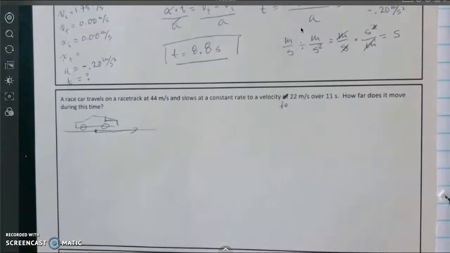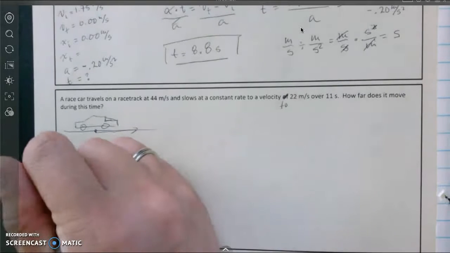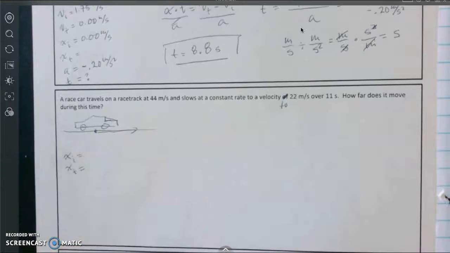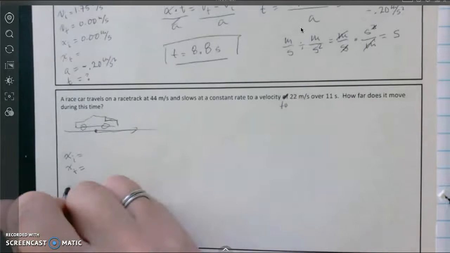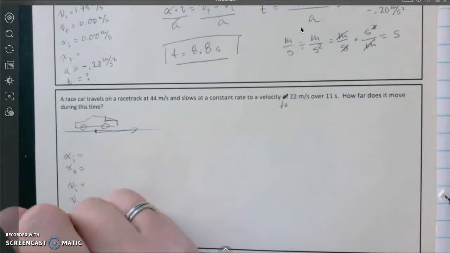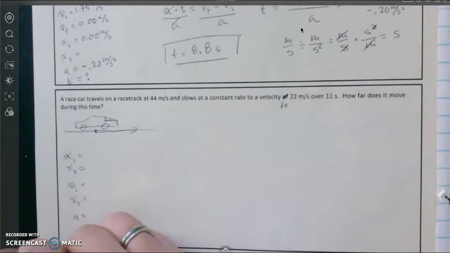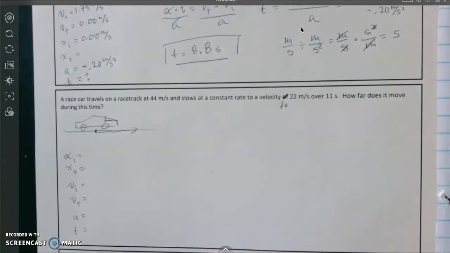Now this is a list of knowns and unknowns that I fall back on really often. It's usually a good setup when we're looking at these motion problems. So we're always asking, what's my initial position? What's my final position? And then we're also wondering what's my initial velocity and what's my final velocity. And then we're also looking for acceleration and time. Those are the ones that we always go back to.